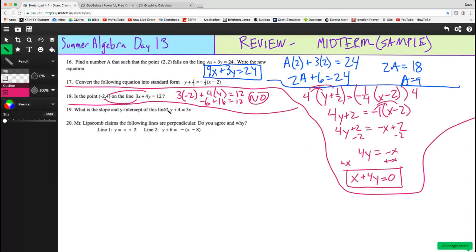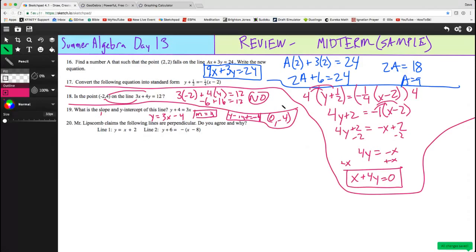All right, what is the slope of this guy? What is the slope and y-intercept? Well, this isn't in slope-intercept form, so we have to do that and say y equals 3x minus 4. So my slope is 3, and my y-intercept is negative 4, or 0 comma negative 4. Either one. I'll take y-intercept equals negative 4, or 0, negative 4. Either one.